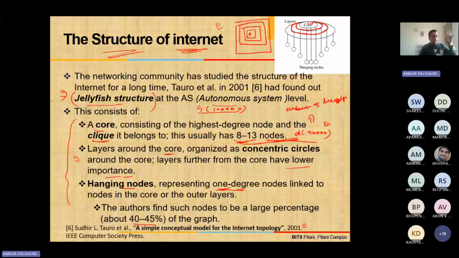So they called it a jellyfish. If someone had opposed, they might have come up with this structure like a pyramid form. Maybe it's just a name coined by them.